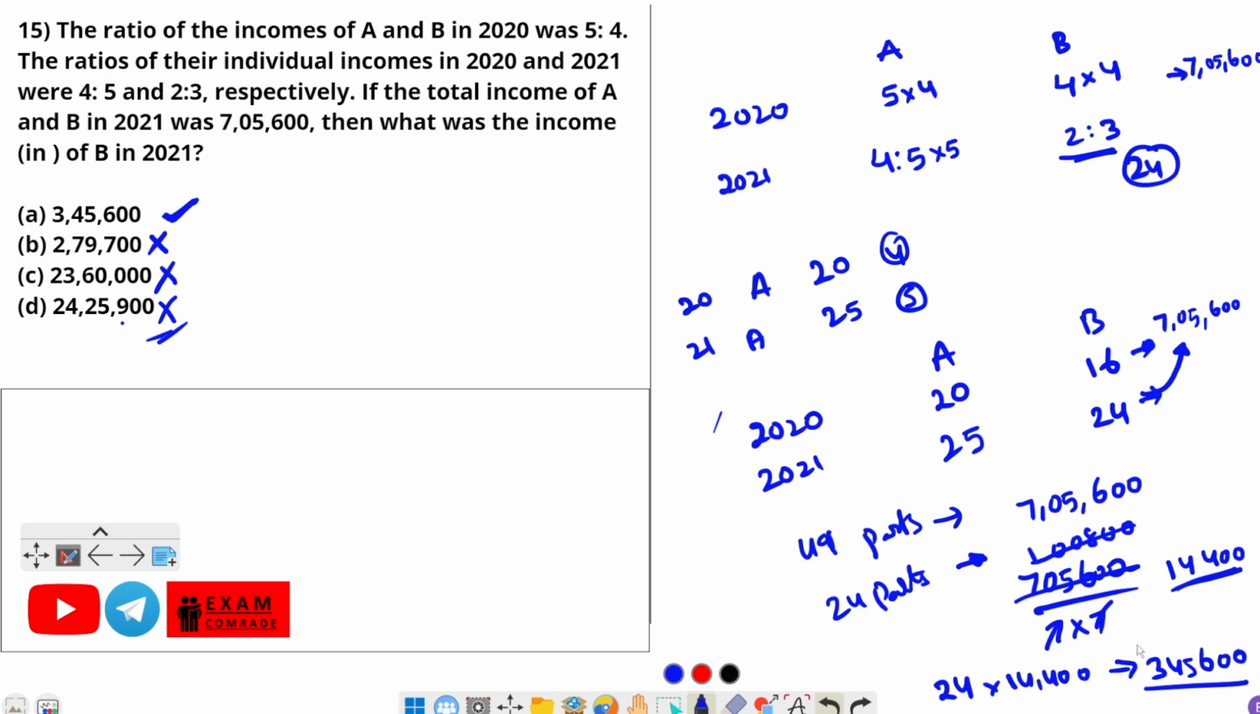Okay, you can do it. We can see in the options that only one option is a multiple of 3, so you can mark that option as the answer.